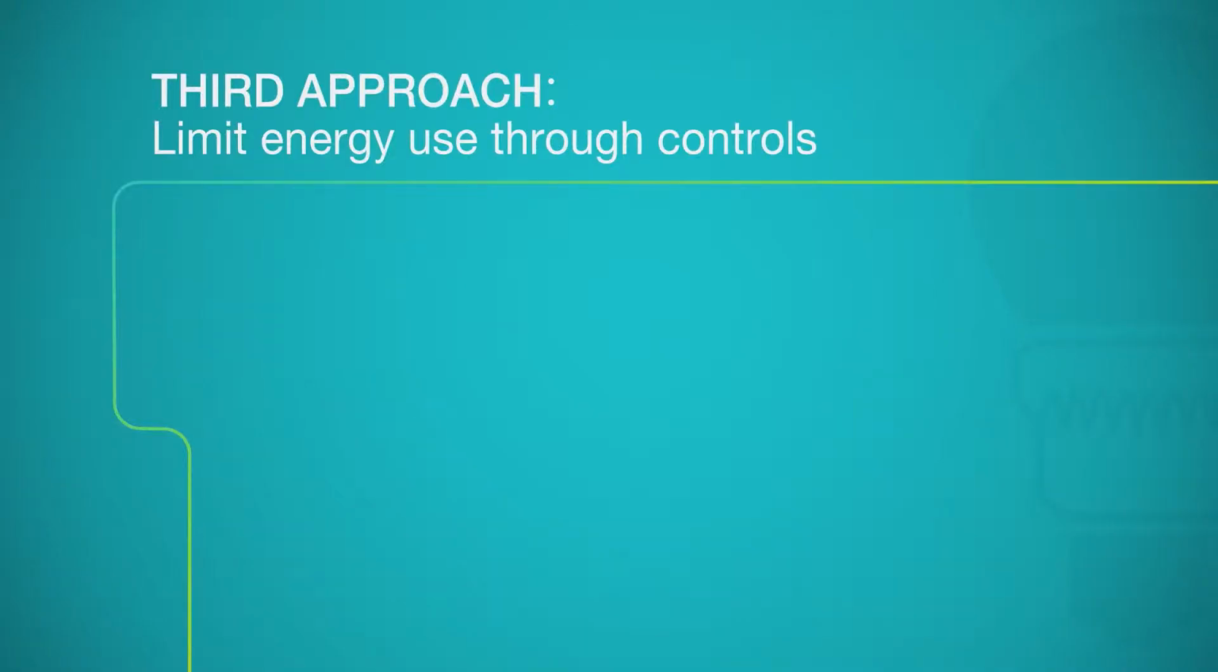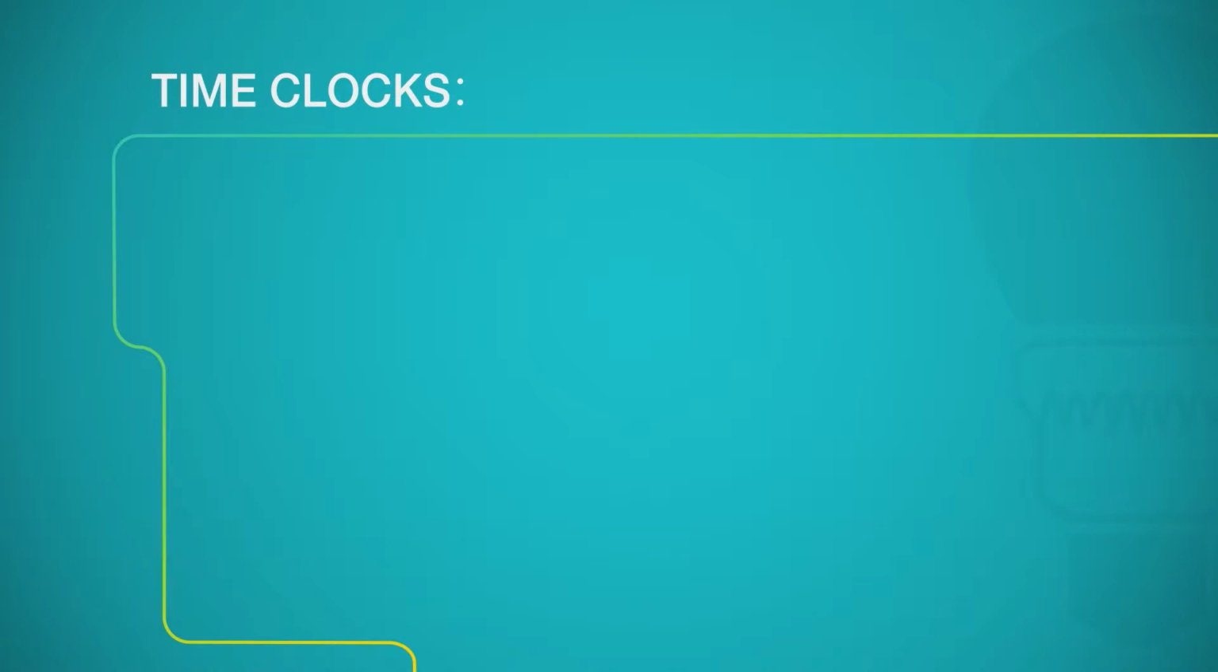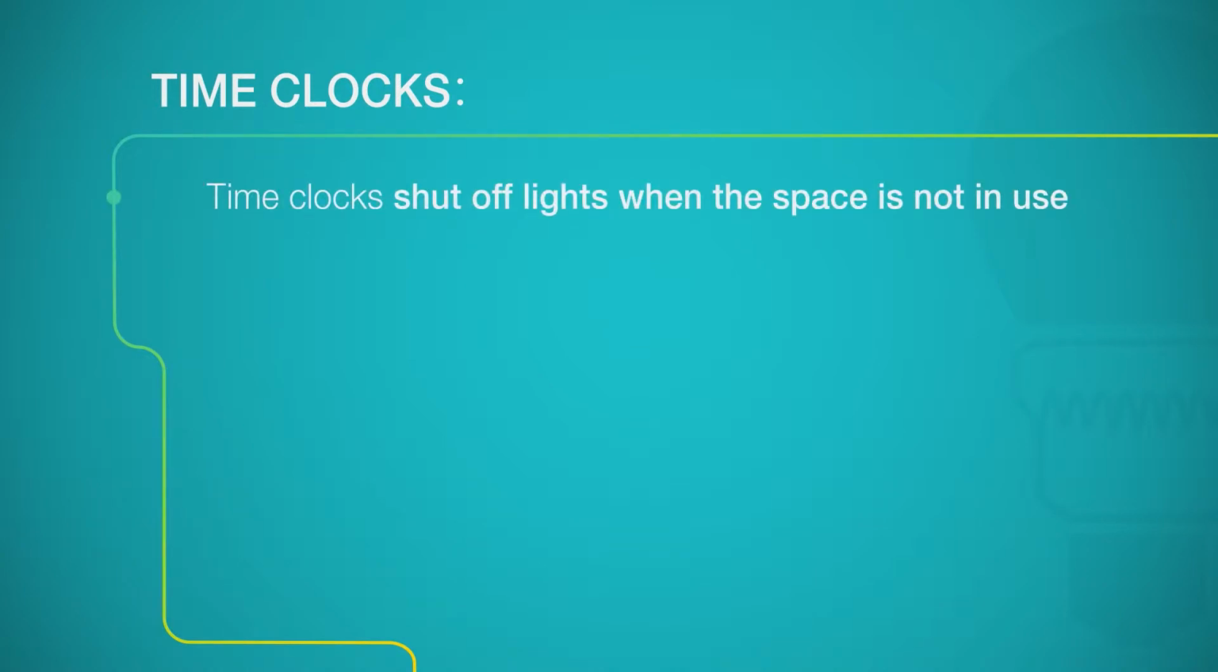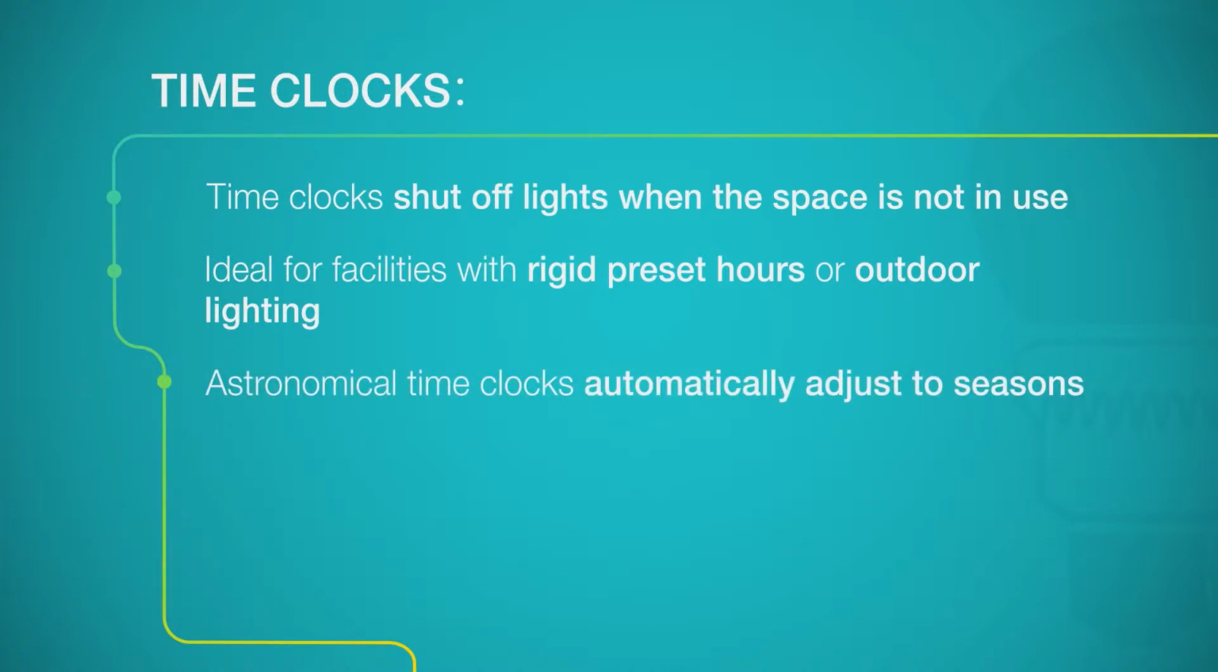A third approach is to limit the energy use through controls. Examples of controls include time clocks, occupancy sensors, vacancy sensors, and dimming controls. Based on a preset schedule, a time clock shuts lights off when the space is not in use. In a facility with rigid preset hours or for outdoor lighting, this is a great way to save energy. Astronomical time clocks automatically adjust to seasons, and some even adjust for daylight savings time.